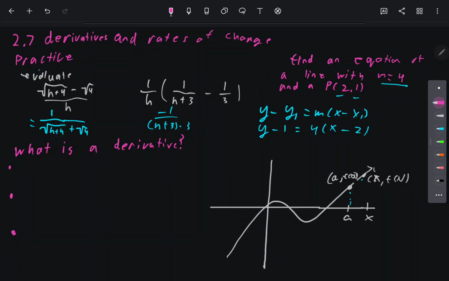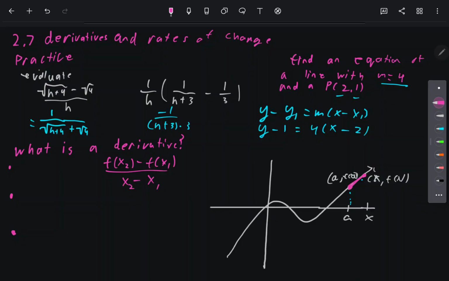So you may recall that we have a secant line between 2 points. Well, we can have a method for finding the slope. In fact, that method is like such. It's going to be f of x2 minus f of x1 all over x2 minus x1.